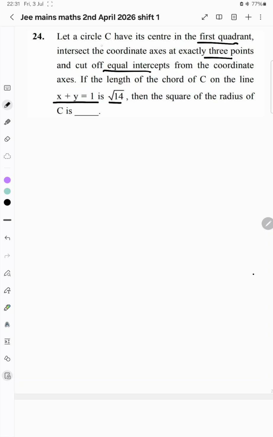Now first of all we can observe here the circle center is in the first quadrant only, and the circle intersects the coordinate axes at exactly 3 points. So the possible diagram we can see now, the coordinate axes we can draw. The circle must intersect the coordinate axes at exactly 3 points. It is the only possible case when the circle is passing through the origin. Right, it is possible only like this.